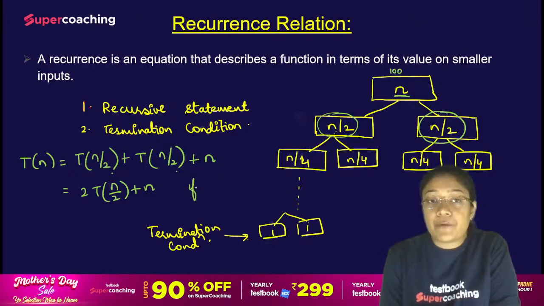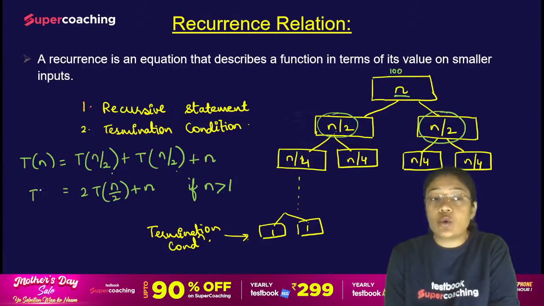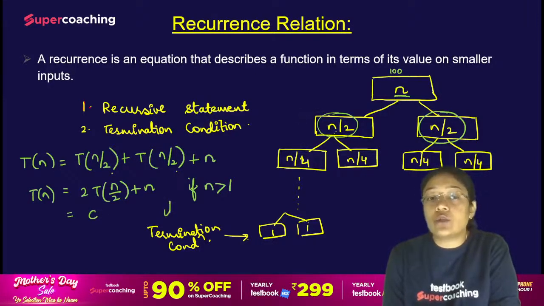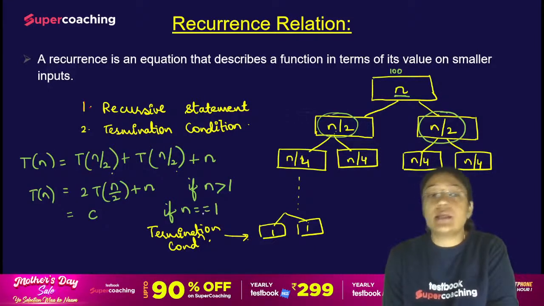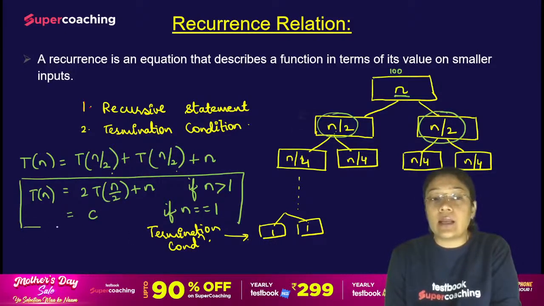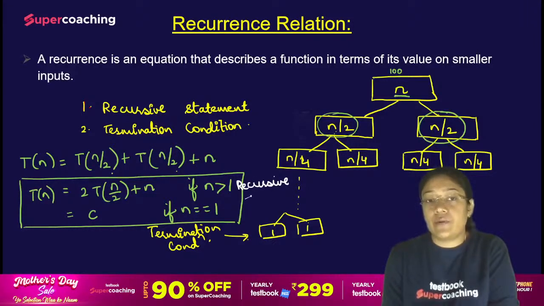This is for n greater than 1. We also said that we need to define the termination condition. So if n is equal to 1, then it takes constant time to return the solution. This is an example of a recurrence relation. The first part is determining the recursive statement, and this is the termination condition. Is that clear? You can also look at the recursive statement like this.